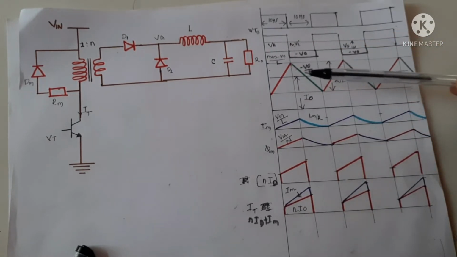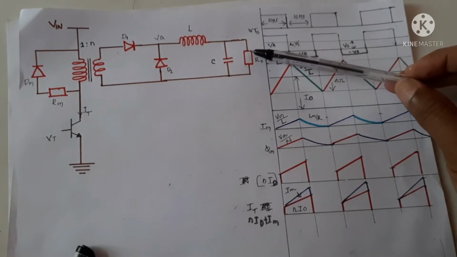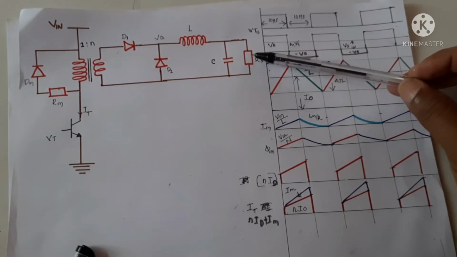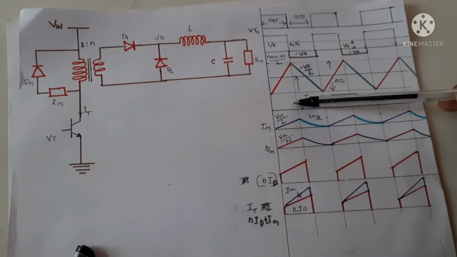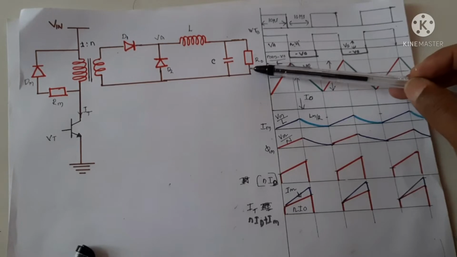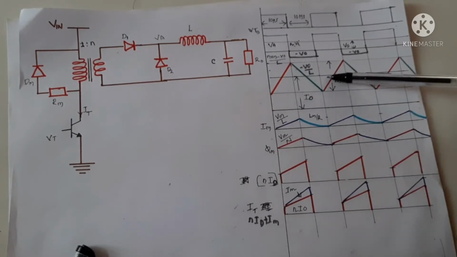This value of the current will depend upon the load. If the load resistance is very high, the average current will be very low. If the load resistance is very low, more current will flow.